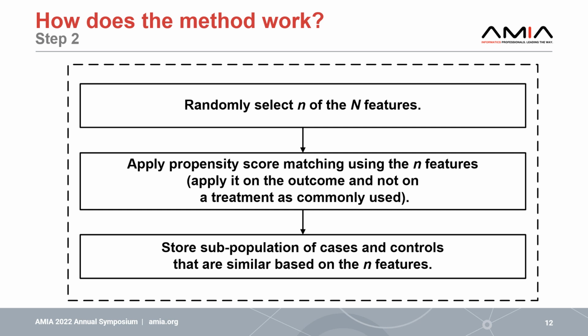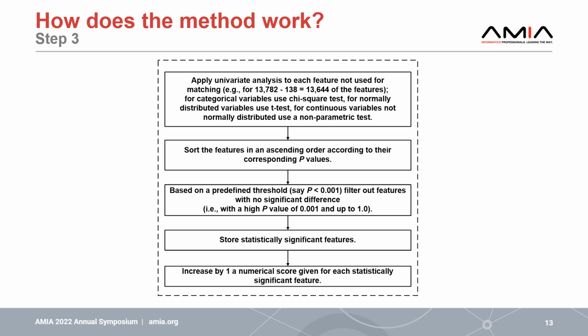And then once you chose these parameters, you apply propensity score matching, and keep in mind that in each iteration you choose a random number of features. So each time there is a new subpopulation. And once you match the cases and the controls in each iteration, you look at the other covariates that were not used for matching, and you sort them. In this case, in ascending order, it could be descending order, and those that passed a certain threshold value are being rewarded, and then you store them.